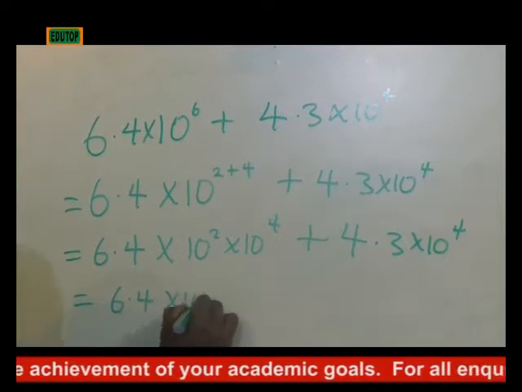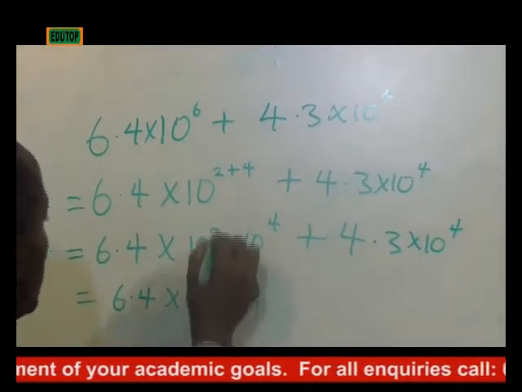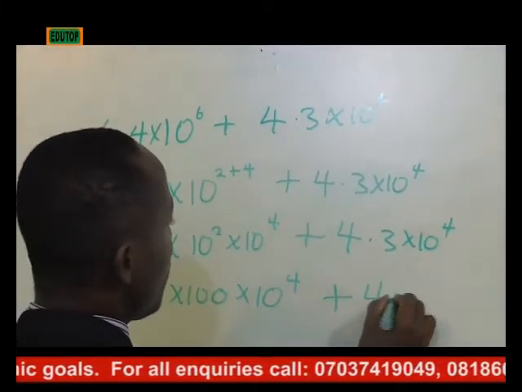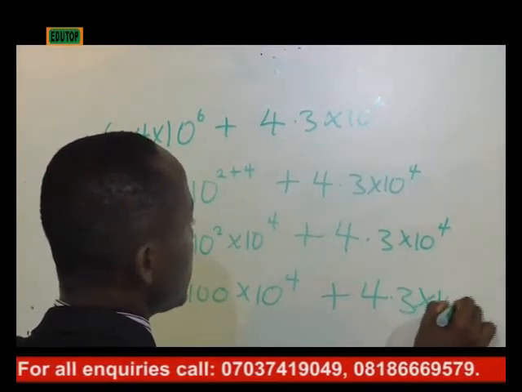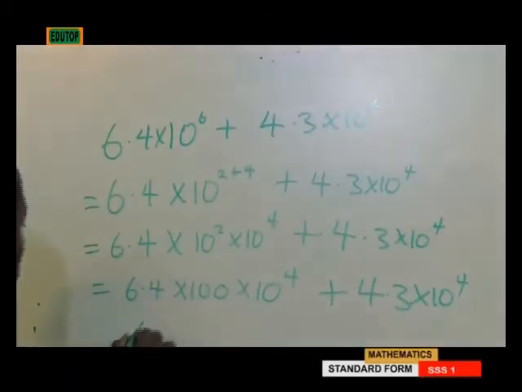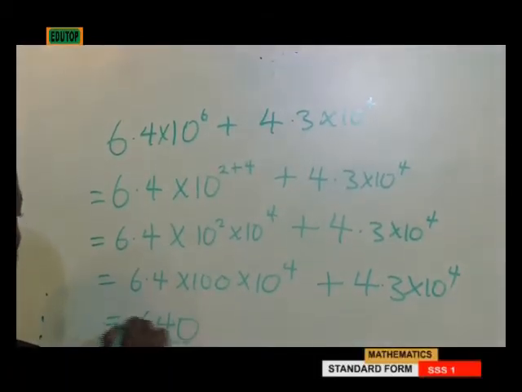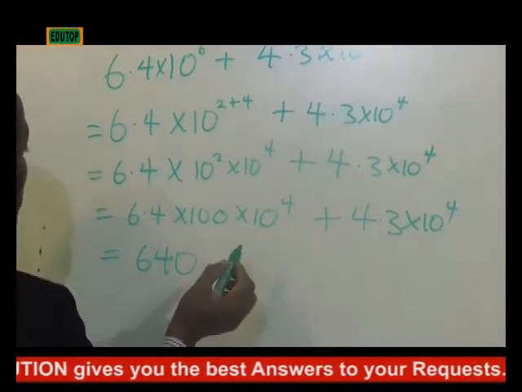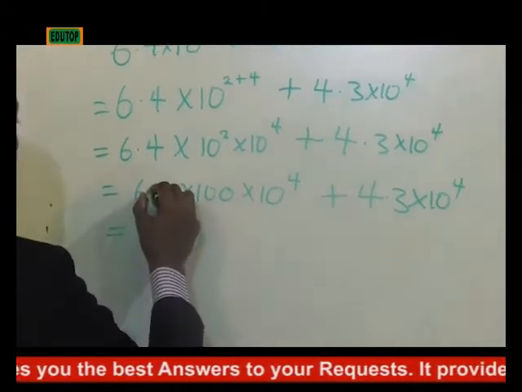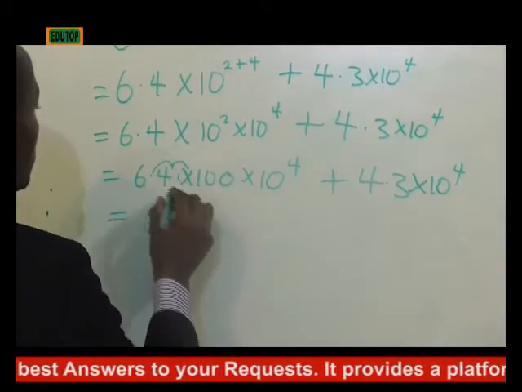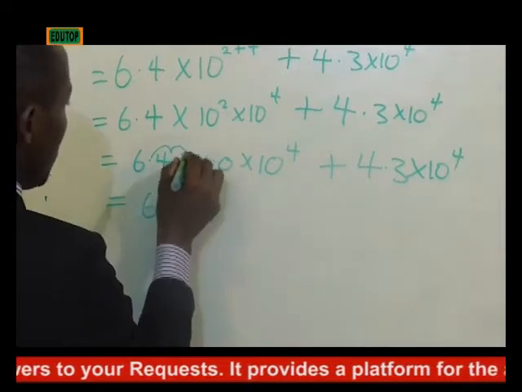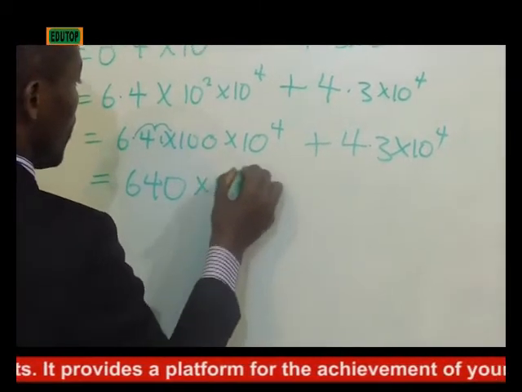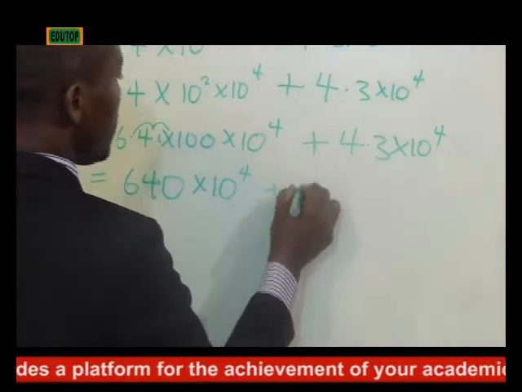6.4 times 100 times 10 raised to the power 4 plus 4.3 times 10 raised to the power 4, because 10 raised to the power 2 is 100, which will give us 640. Multiplying 6.4 by 100 is the same thing as moving the decimal point two places to the right, 1, 2. So we are now having 640 times 10 raised to the power 4. Our powers are now the same.